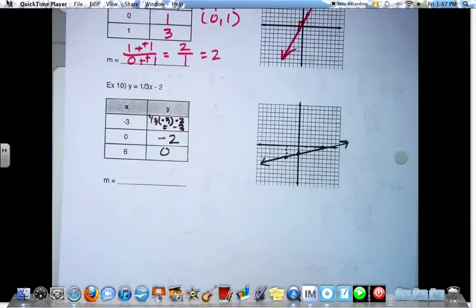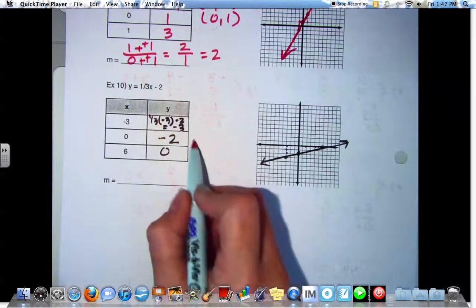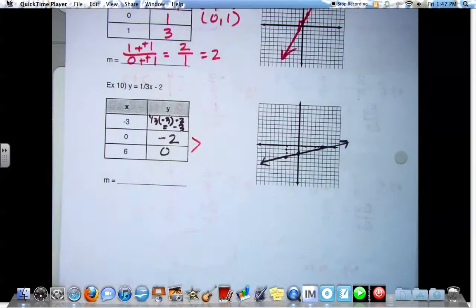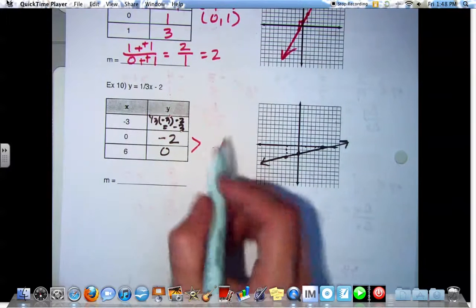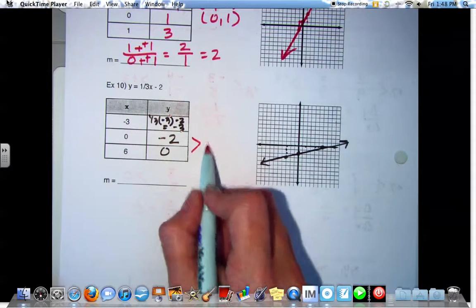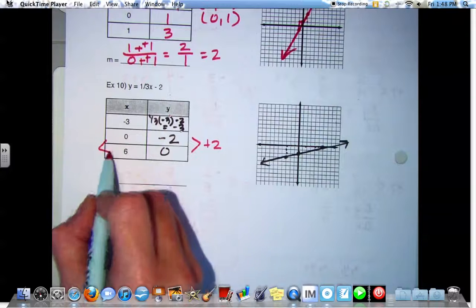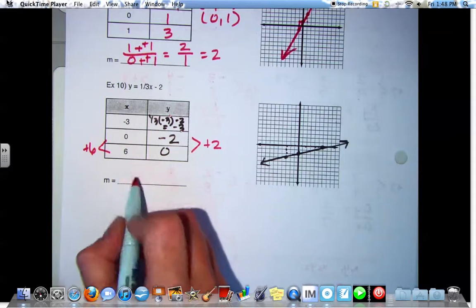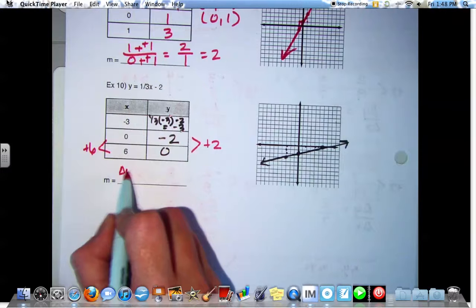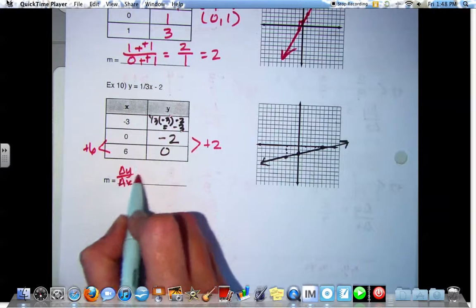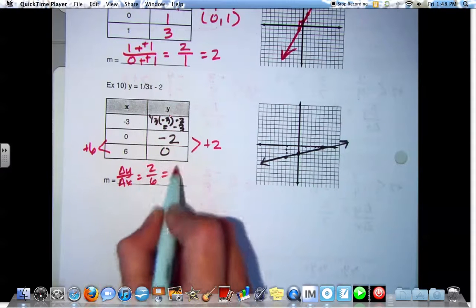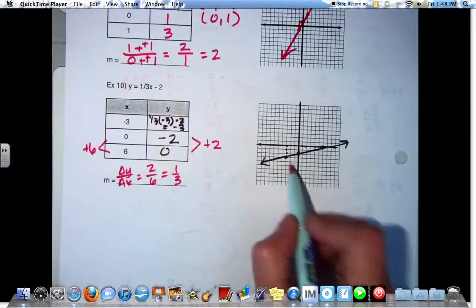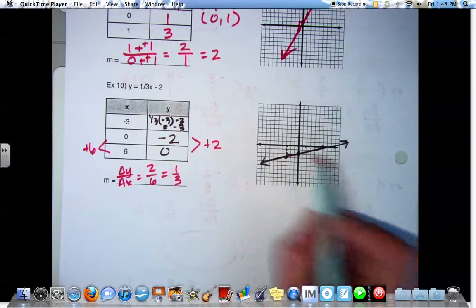All right, so now let's use the method that we were just looking at on the front. To go from negative 2 to 0, how many did we move? Plus 2. And you go from 0 to 6, plus 6. So our slope is 2 over 6, which is 1 over 3. Now is it the same as our rise over run? Yes. Up 1 over 3.